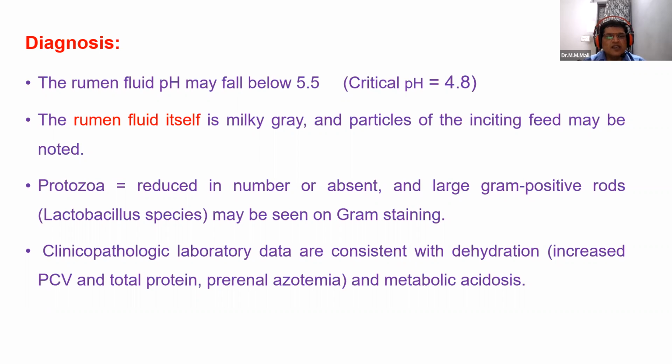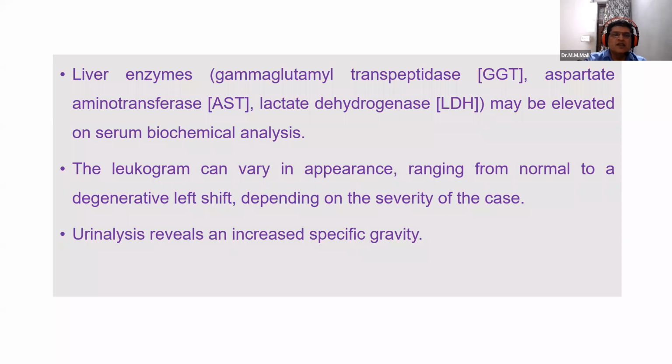gram staining. The clinico-pathological laboratory data are consistent with dehydration, like increased PCV, total protein, prerenal azotemia, and metabolic acidosis. Based on these clinico-pathological findings, we can easily diagnose the condition as ruminal acidosis. The liver enzymes GGT, AST, LDH may also be estimated, and there will be elevation of all these enzymes. The leukogram can vary in appearance, ranging from normal to a degenerative left shift depending on the severity of the case. Sometimes urine analysis also reveals an increased specific gravity of the urine.